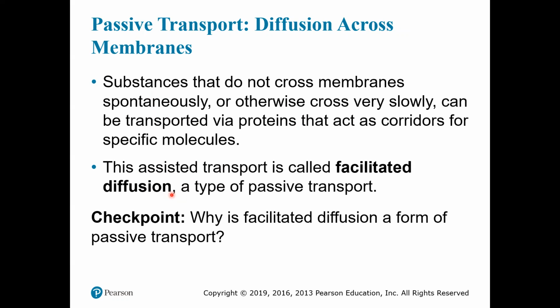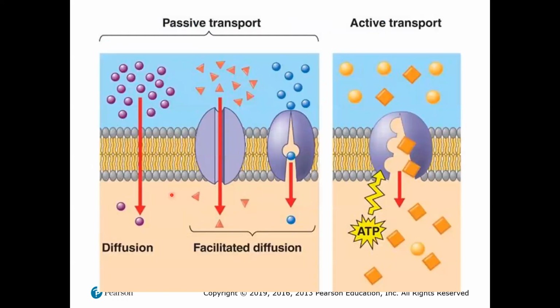And the reason that facilitated diffusion is a form of passive transport is because the molecules are moving without energy being used. Examples of those different types of passive transport are shown in the figure here. You have a cellular membrane and a non-charged molecule, the purple molecules. They have a larger concentration on the outside of the cell versus the inside of the cell. So those molecules will diffuse across the plasma membrane.